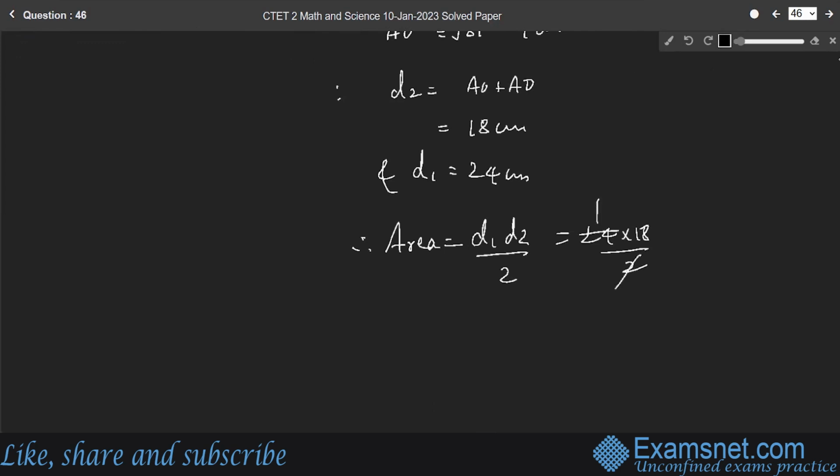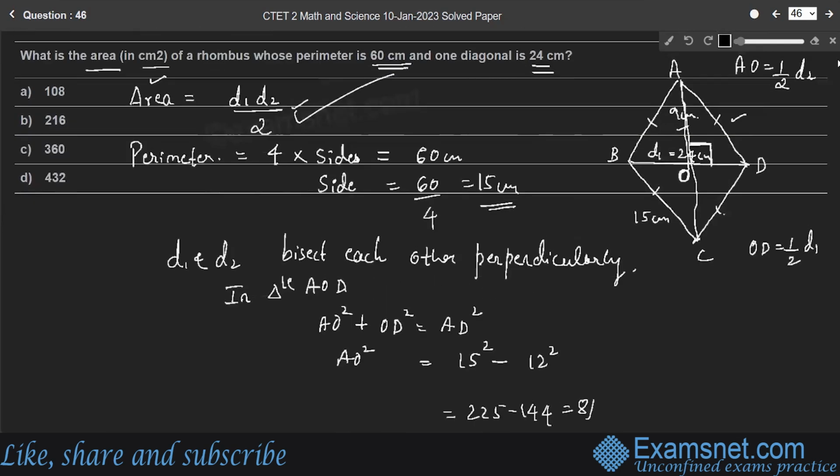So 2 into 12 is 24, 18 into 12: 18 into 10 is 180, 18 into 2 is 36. 180 plus 36 is 216. So the unit is centimeter square. Since the diagonals are in terms of centimeter, area of the given rhombus is 216 centimeter square. Therefore, option B is the right answer.